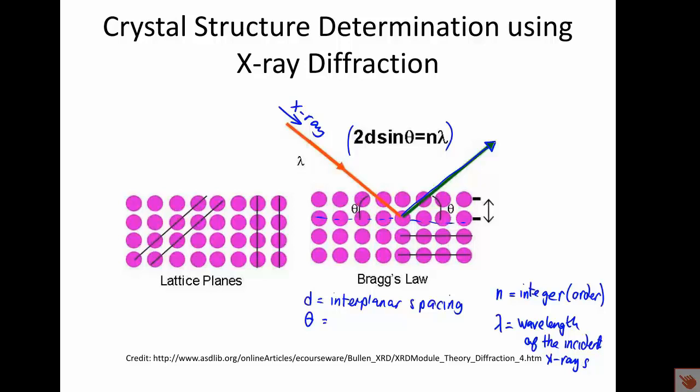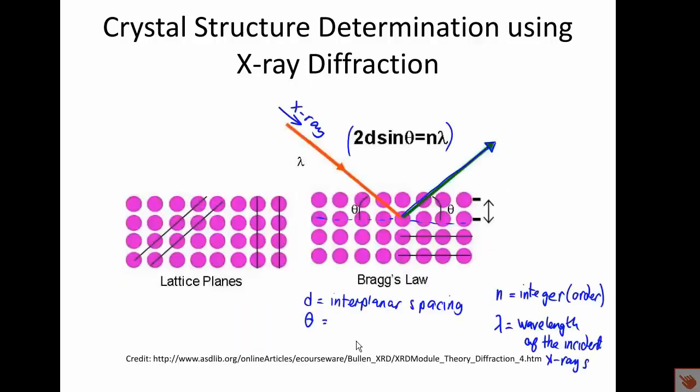So this is an interference effect. The X-rays coming in excite all of these atoms to emit X-rays, but if we consider the X-rays as waves, we can see that we get interference effects and we only get constructive reflections at particular angles, which are predicted by Bragg's law.